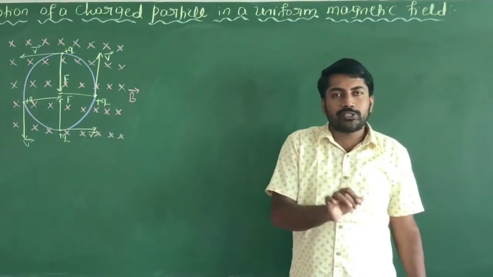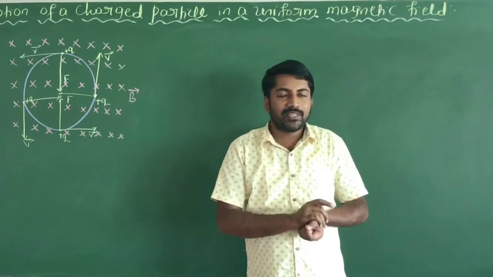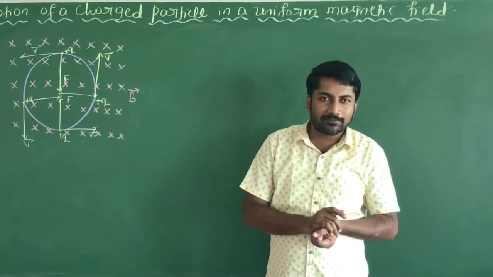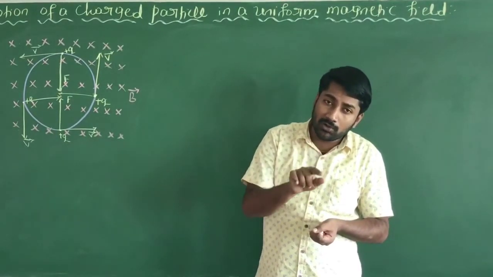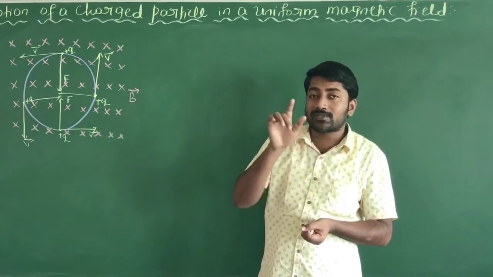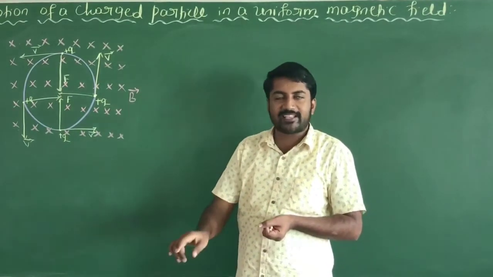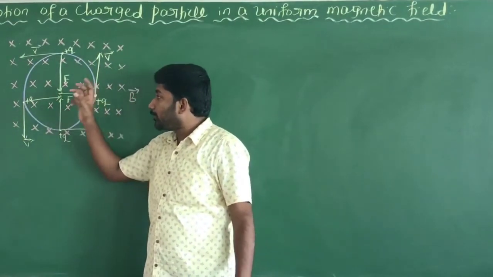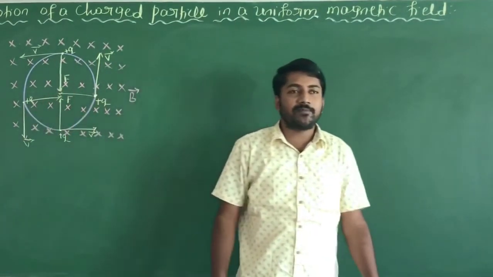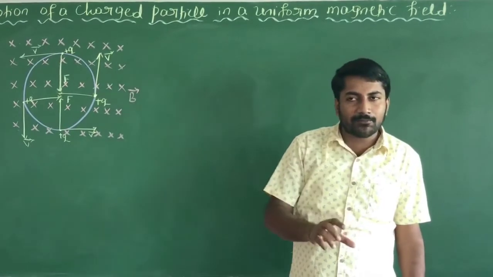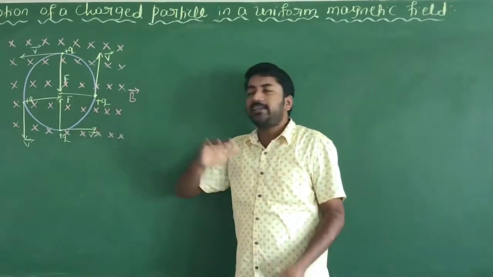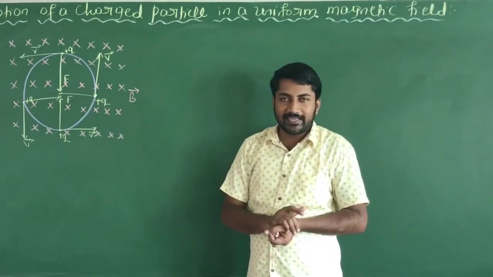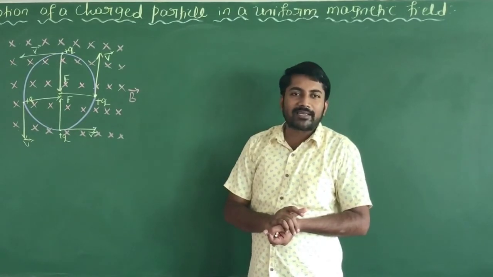If theta equals 0 degrees or 180 degrees, there is no force acting on the charged particle. When theta equals 90 degrees, the force acting on the charged particle is maximum. This charged particle moving in the circular path is provided the necessary centripetal force by the magnetic force. That centripetal force is equal to the magnetic force.